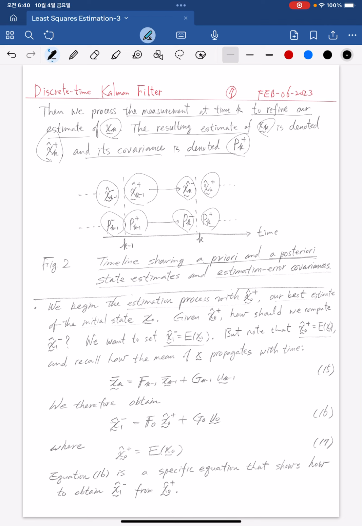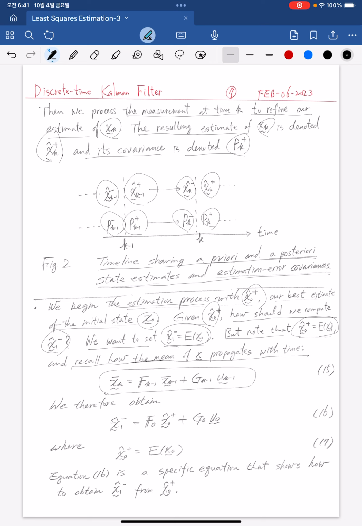Figure 2, timeline showing a priori and a posteriori state estimates and estimation error covariances. We begin the estimation process with x0 plus, our best estimate of our initial state x0. Given x0 plus, how should we compute x1 minus? We want to set x1 minus equal to the expected value of x1, but note that x0 plus is the expected value of x0. Recall how the mean of x propagates with time.